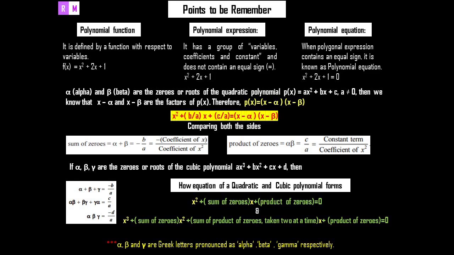And in the case of a cubic polynomial, the sum of zeros equals minus b by a, the sum of zeros taken two at a time equals c by a, and the product of zeros equals minus d by a, where alpha, beta, gamma are the three zeros of the polynomial.